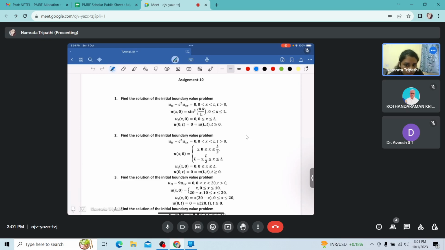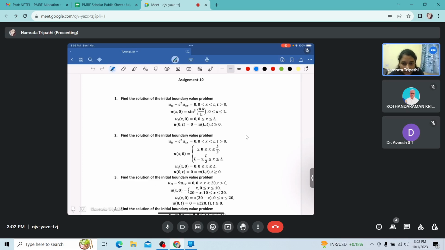Can anyone tell me how to solve? By using those two conditions, ma'am, boundary conditions and initial conditions, so u of x,t and Cn. Okay, okay.